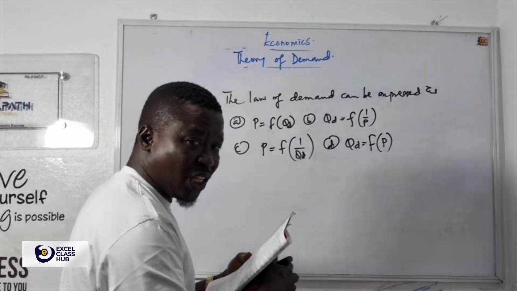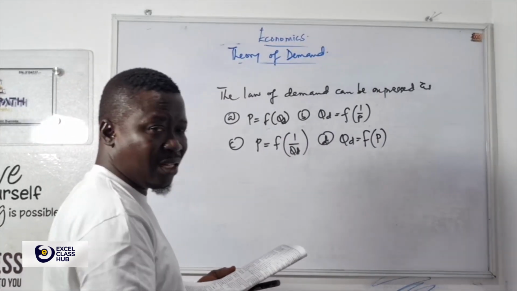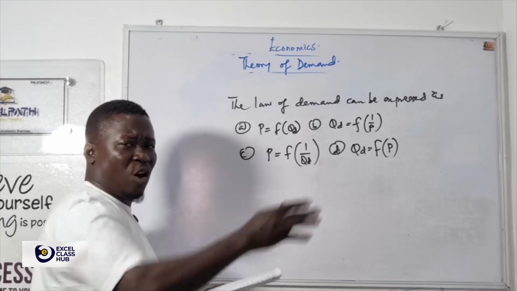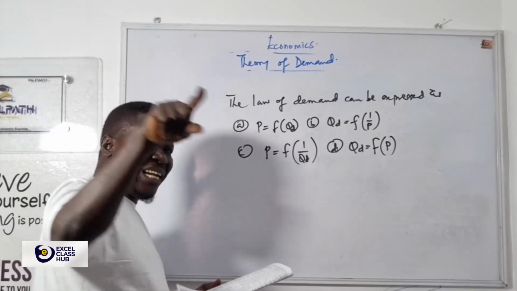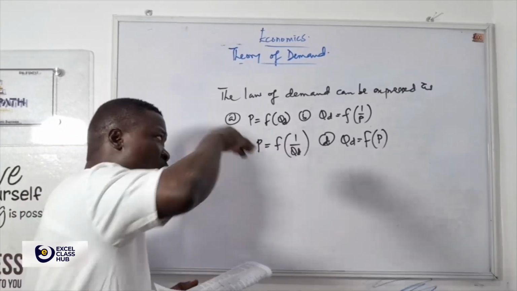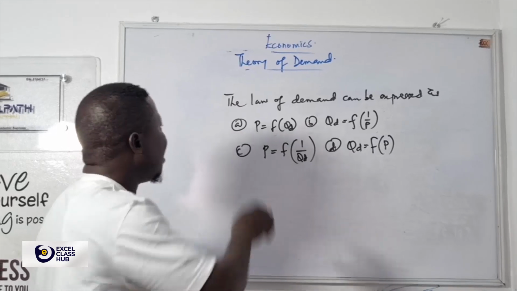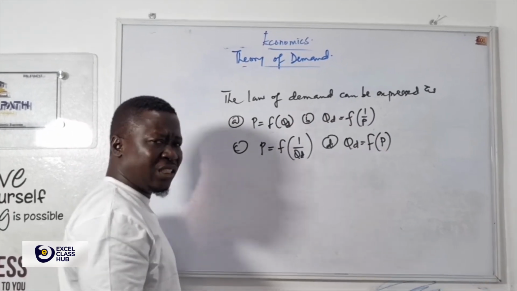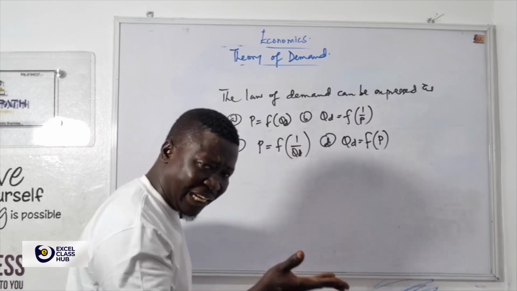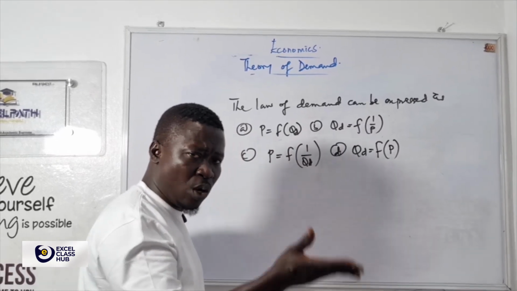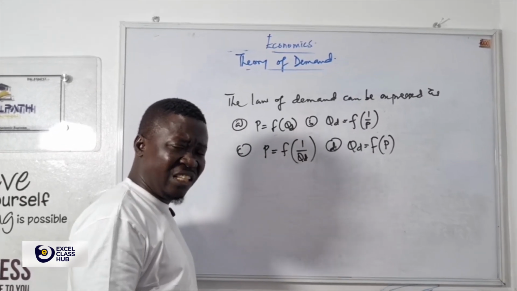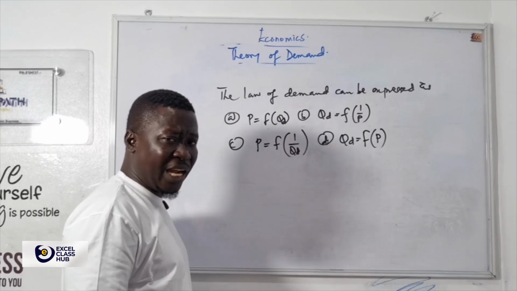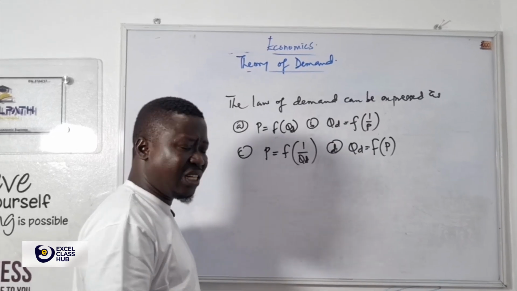Look at the way JAMB is asking a question about the law of demand. I said JAMB never asks you what is the law of demand. They will apply that thing as a question. The law of demand can be expressed as what? Automatically, what is the law of demand? The higher the price, the lower the quantity demanded, ceteris paribus. The lower the price, the higher the quantity demanded.